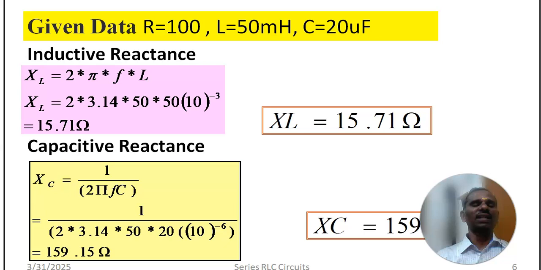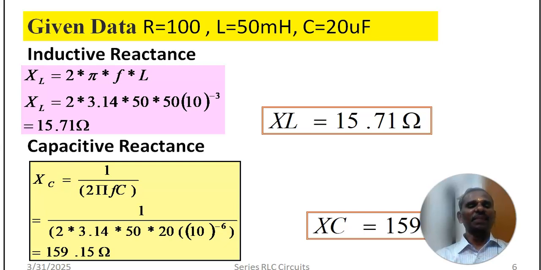We already know that inductive reactance is equal to 2 pi F into L. F is given as 50 Hz and L is given as 50 millihenry. So XL is equal to 2 into 3.14 into 50 into 50 into 10 power minus 3. If you do the calculation, XL is equal to 15.71 ohms.